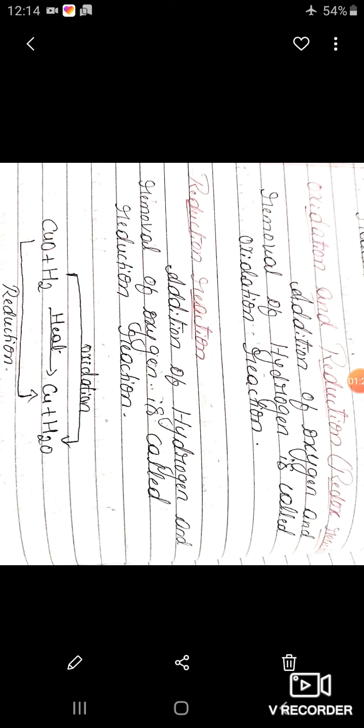In oxidation reaction, there is addition of oxygen and removal of hydrogen. But in reduction reaction, there is addition of hydrogen and removal of oxygen. So such reactions are called redox reactions.